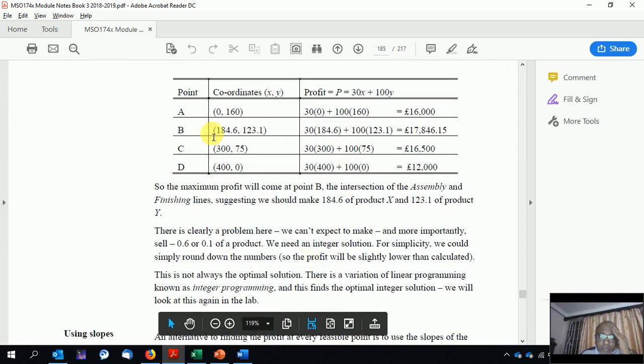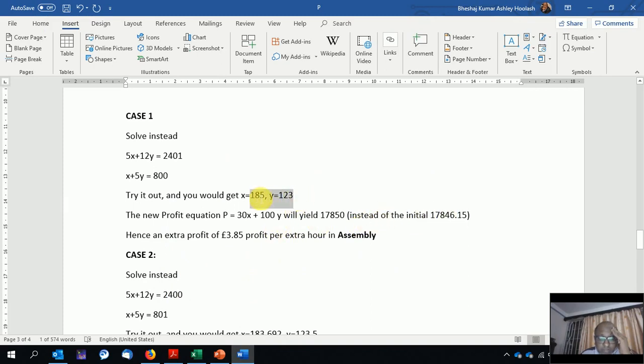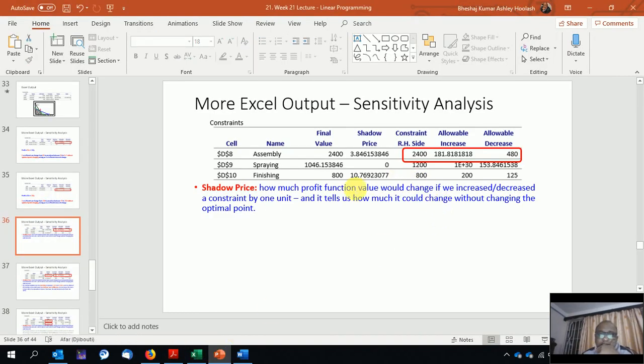So instead of having this as the answer, I would have these coordinates as my optimum coordinate to give me the maximum profit, and that's the earlier profit. This is the new profit when I increase the assembly time allocated to me by 1 unit, by 1 hour. I would have made an extra profit of 3.85 per hour, right? That's what we call the shadow price.